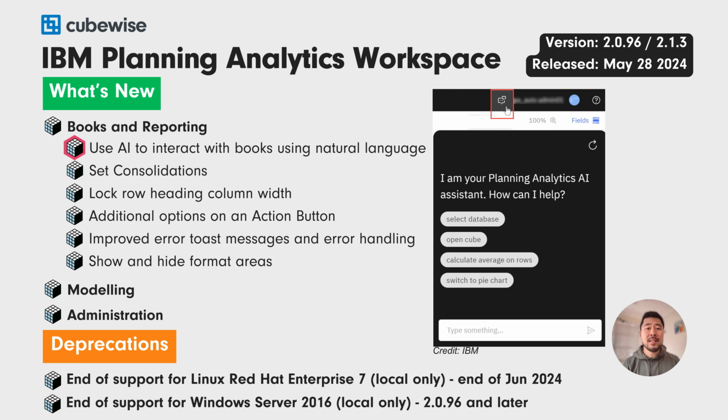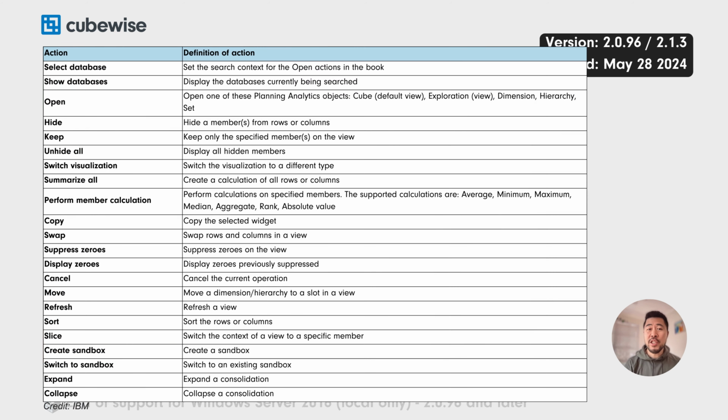The new Planning Analytics AI assistant lets you perform a wide variety of actions on books using natural language commands. For instance, you can ask the assistant to switch the visualization to a different chart, change the configuration of a view, open a dimension or set, or perform member calculations. Here is the cheat sheet provided by IBM on actions that you can undertake with the assistant.